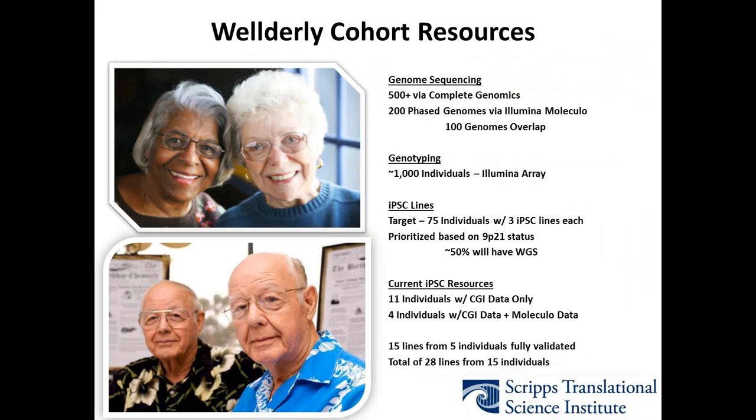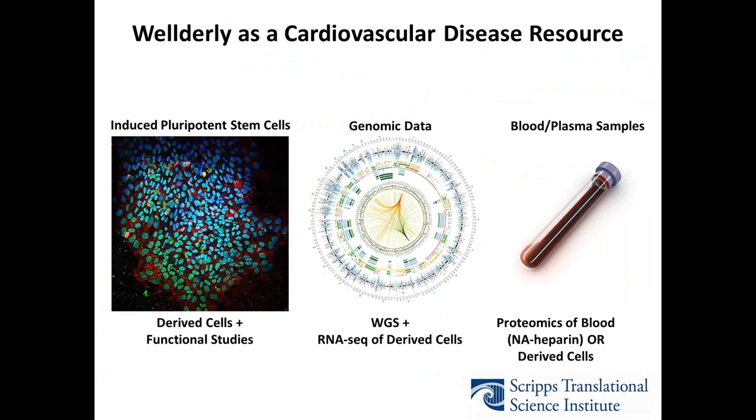And then the lines are at different stages of validation as well. 15 of the lines have been fully validated in terms of being pluripotent, so we check for the pluripotency markers as well as whether any chromosomal abnormalities show up in the lines, to make sure there's no aberration in these lines. So 15 of the 28 that we have in total have been fully validated.